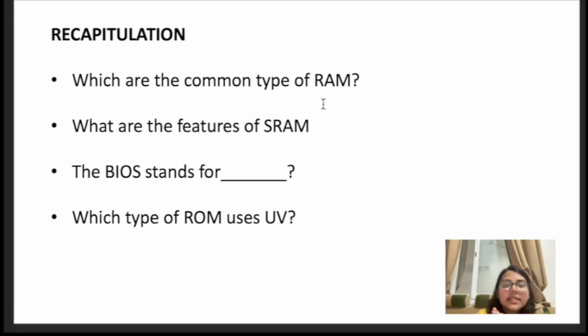And what are the features of SRAM? It need not be refreshed, and it is very fast, and it is considered a costly memory, and it contains transistors and clocks. Okay, so these are the main characteristics of SRAM. And BIOS stands for what, students? Basic input output system. And which type of ROM uses UV? Yes, we can say EPROM, because they are using the UV system, which is actually used for erasing the data from that particular memory.